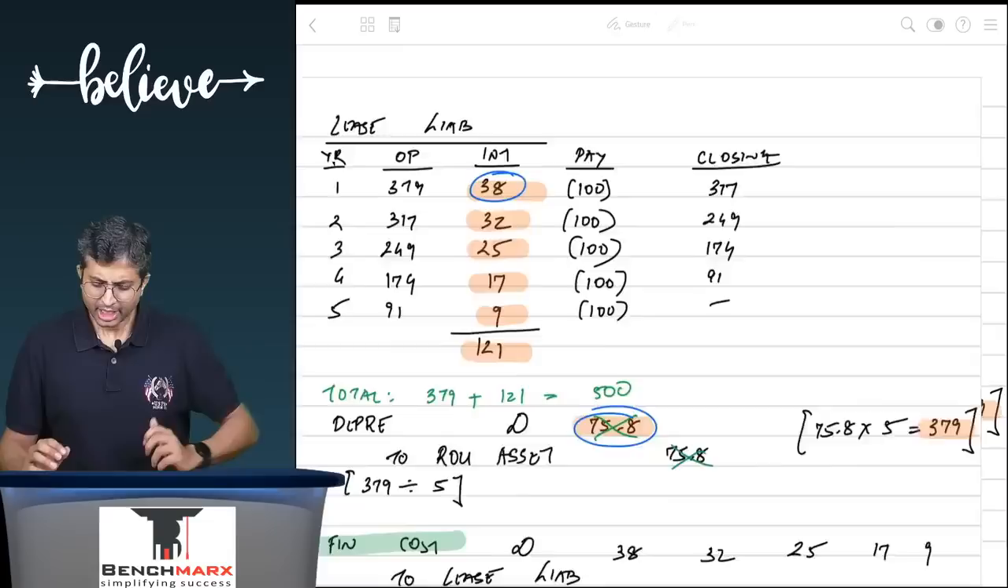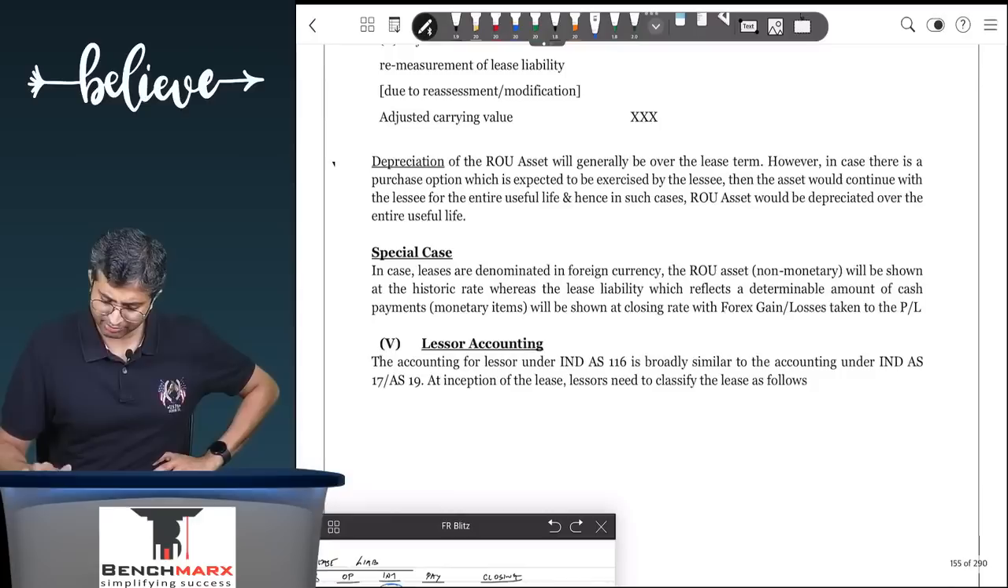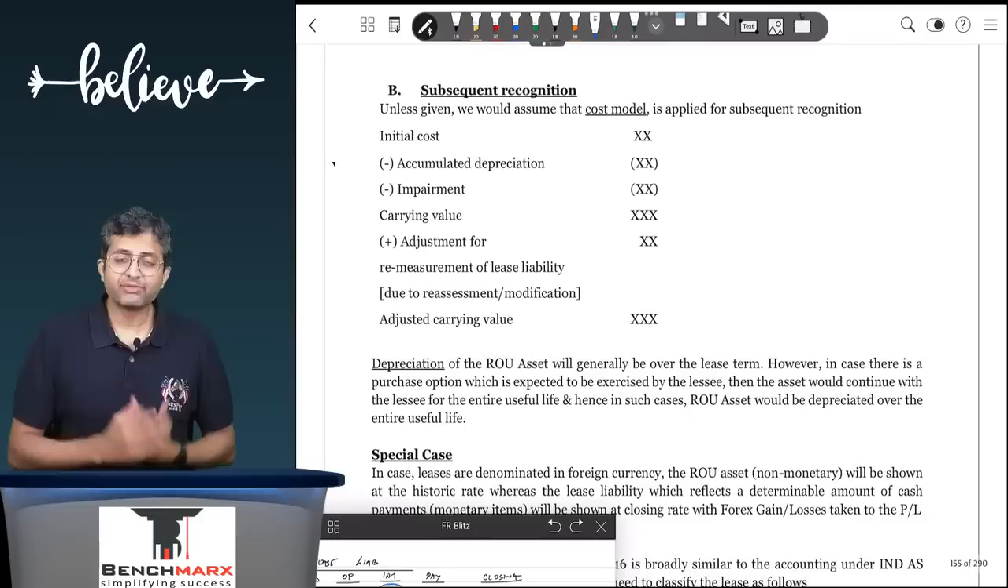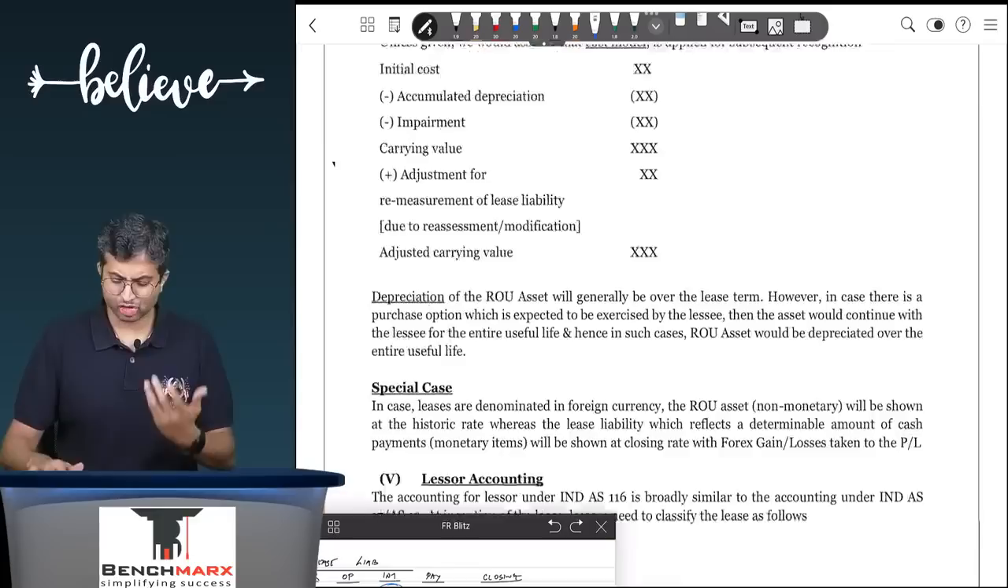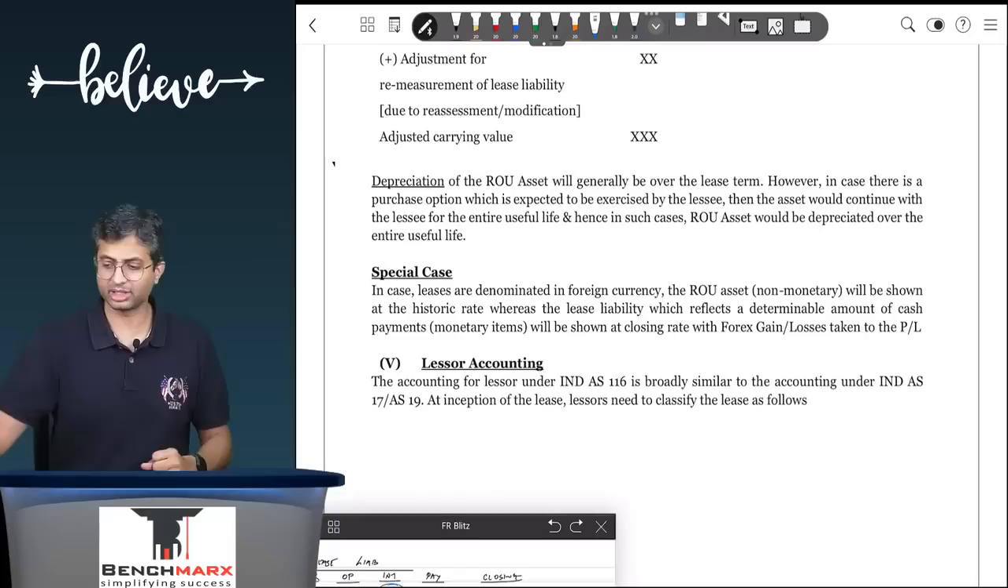Okay, so this is regarding the measurement of right of use asset. This is regarding the separate working. Obviously we will also try to understand what will be the impact when there is a lease remeasurement or a lease modification. But before that, we'll just get a glimpse and understand what should be done in case of lessor. So lessor's accounting.